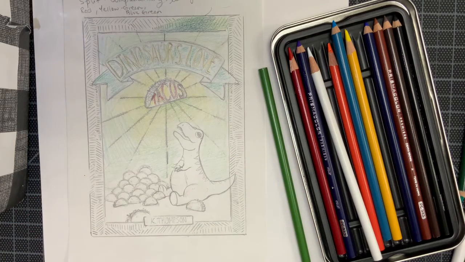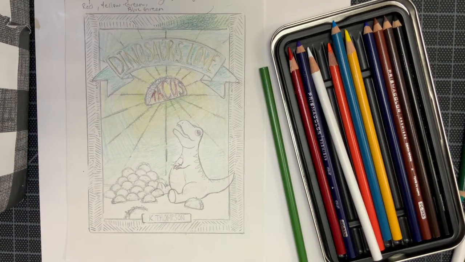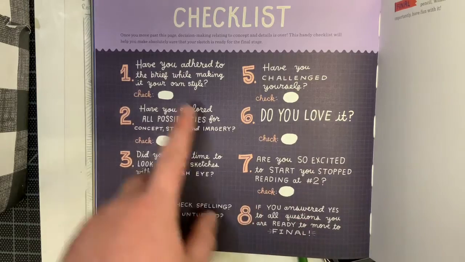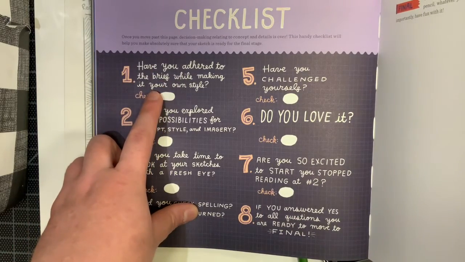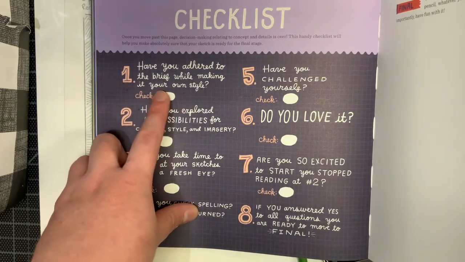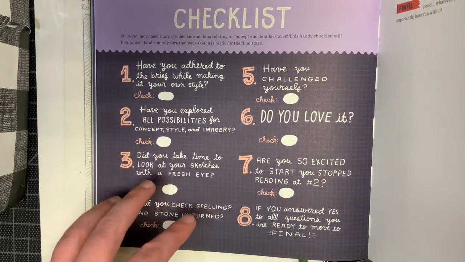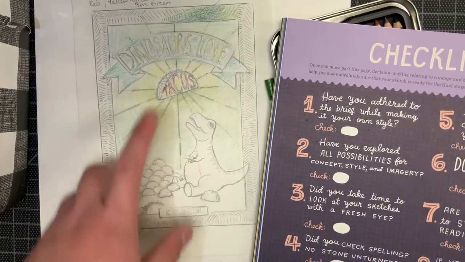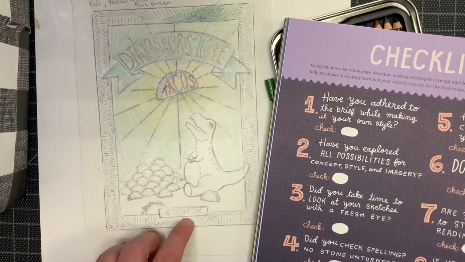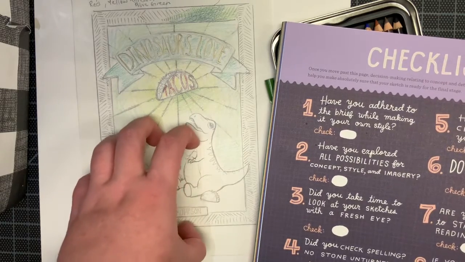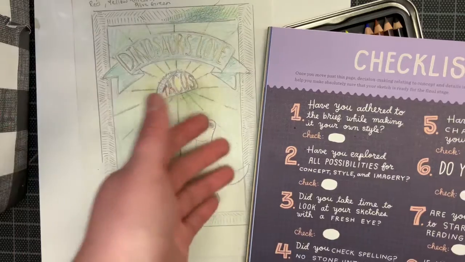Once you are done with this, you have to go to your checklist and you have to go through all of these questions. Have you adhered to the brief while making it in your own style? So the briefs, I'll repost those on this assignment so you can make sure, okay, are you following all of the requirements? Do you have the title? Do you have the author's name in there? Do you have a composition that alludes to the context of the book?